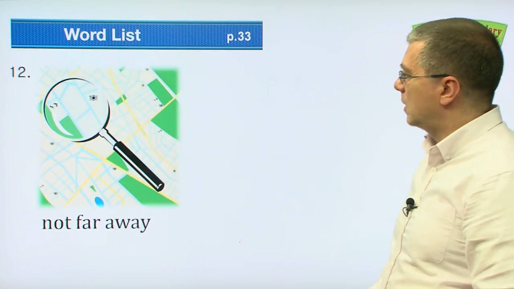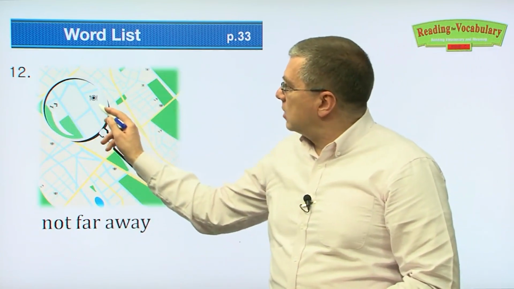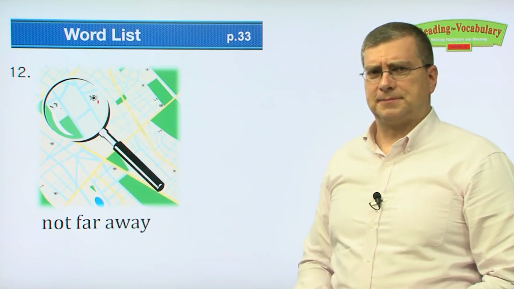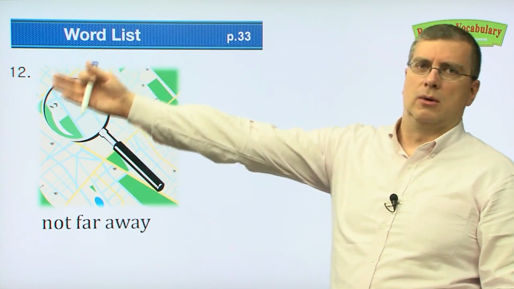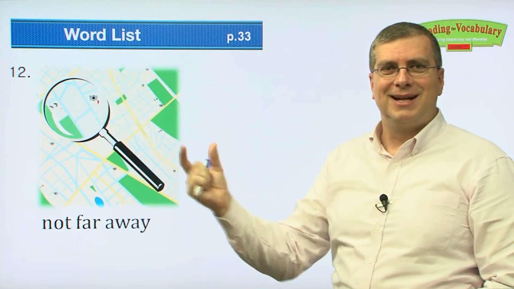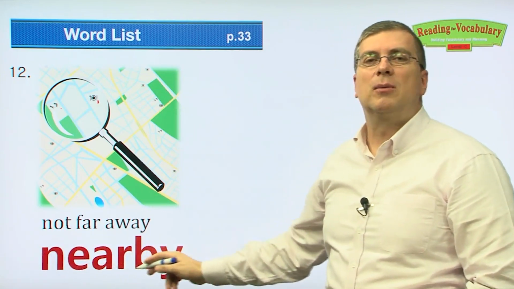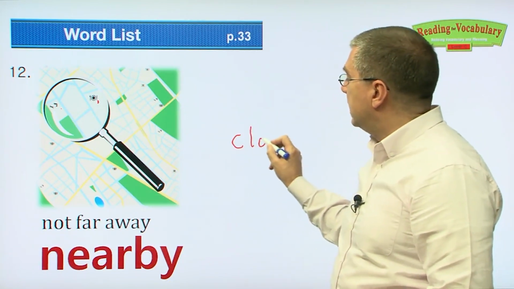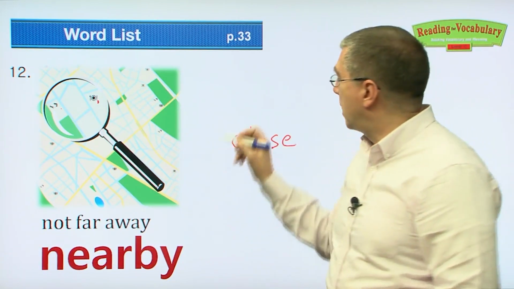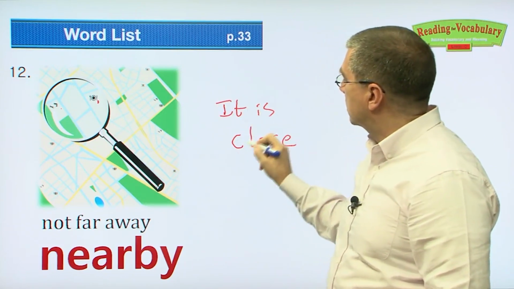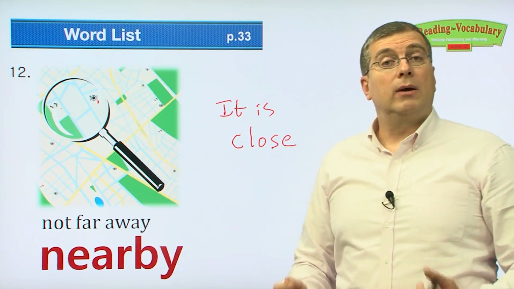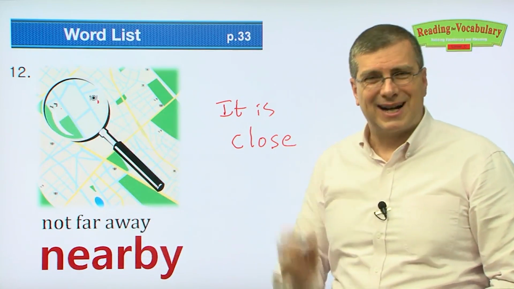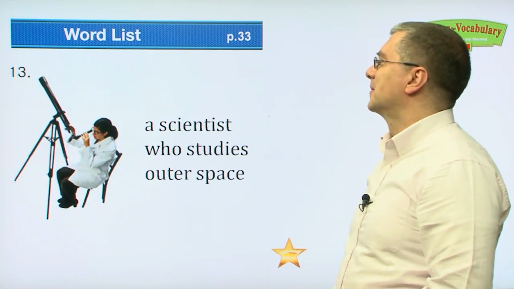Okay, number 12. If you're looking at a map, let's say you're here and you want to go there, well, that's not far away. It's not far, right? If it's far, it's Muruwayo, right? But it's Kakawayo, right? Not far away. We say nearby, or you could also say close. It's close. It's nearby. Where is the post office? Oh, don't worry. It's nearby. It's close. It's not far. Kakawayo, right? Okay. Next one.